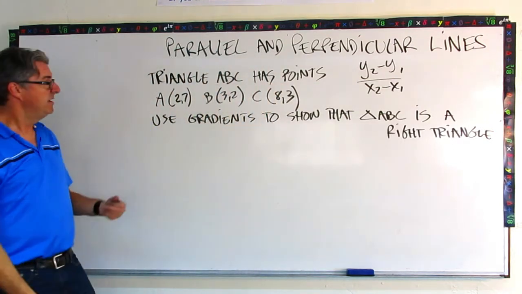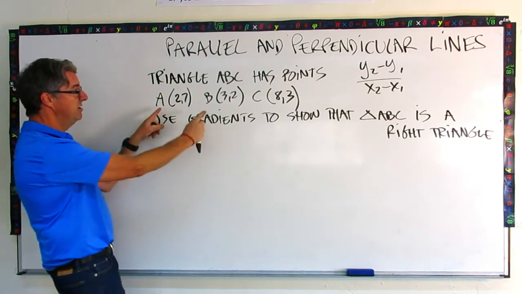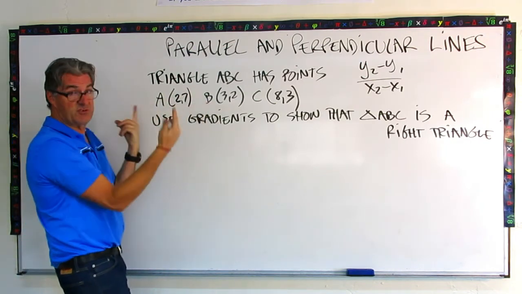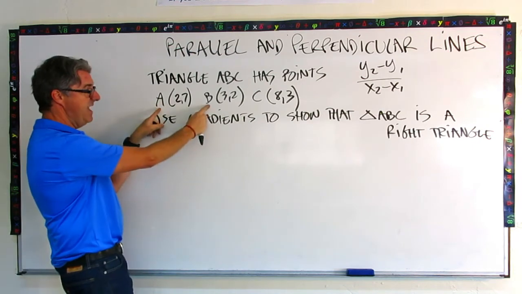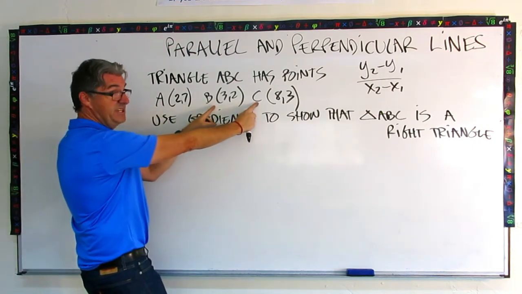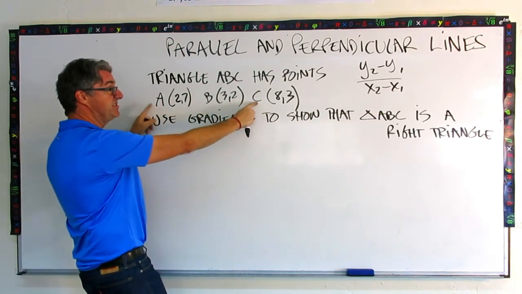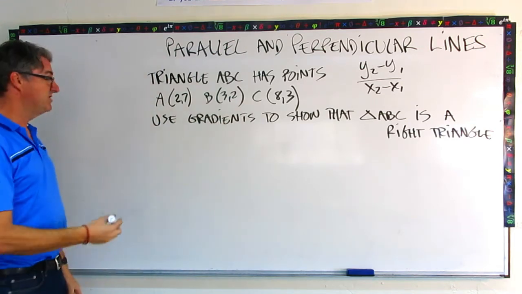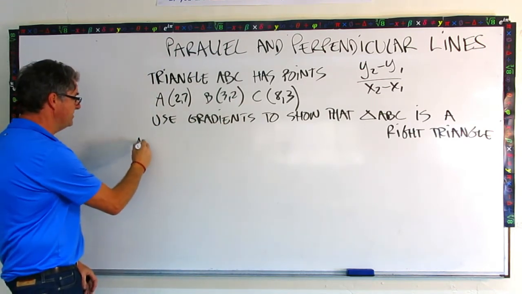So let's go ahead. We've got 3 sides to this right triangle. AB is one side, or to this triangle we don't know yet. AB is one side, BC is the other side, and then AC is the third side. So I've got 3 gradients to calculate. Let's try AB first.